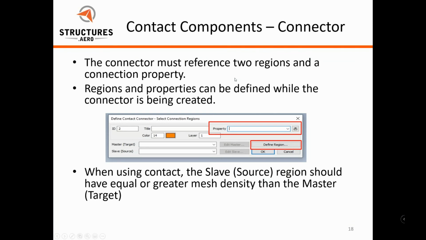Okay, so the last thing in the contact, the components of an actual linear contact, is the connector itself. We can have as many connectors as needed in a model. There's no limit to this. The only caution I have for you in that respect is, as I mentioned earlier, with the connection properties. If you don't need a lot of connection properties or don't have different friction values, all connections can reference the same property. So when using contact, the slave or source region should have an equal or greater mesh density than the master, and this is for post-processing of things like contact pressures as well.